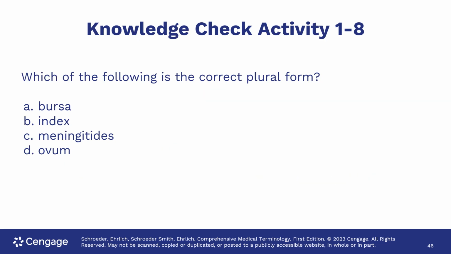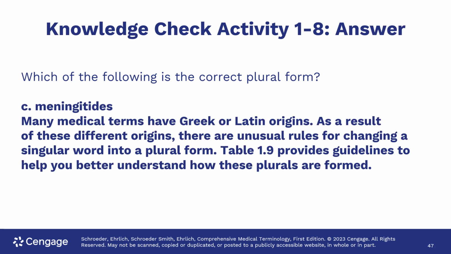Which of the following is the correct plural form? Bursa, index, meningitides, and ovum. Meningitides. Many medical terms have Greek or Latin origins. As a result of these origins, there are unusual rules, and again, refer to table 1.9.